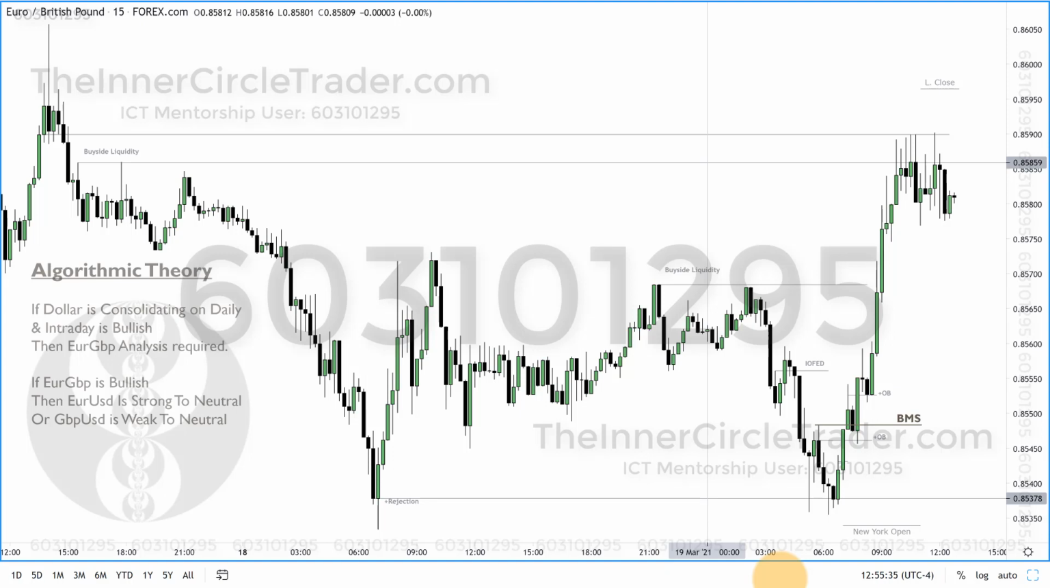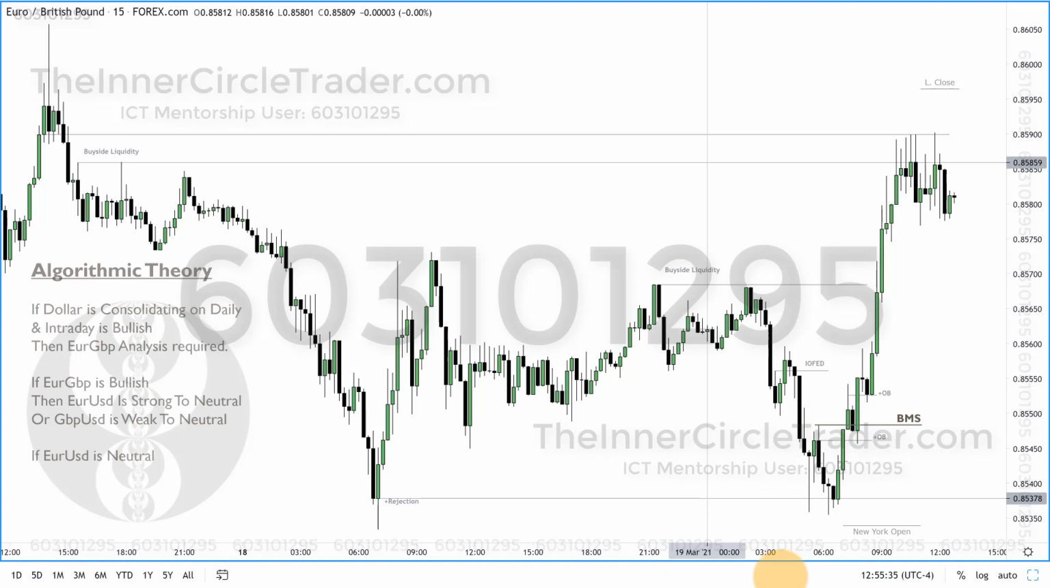For this pair, euro pound, to go up, one of two things has to happen. Either the euro goes higher while the pound stays in consolidation, or euro stays neutral while pound goes lower. That's the only thing that can happen that makes this pair go up.